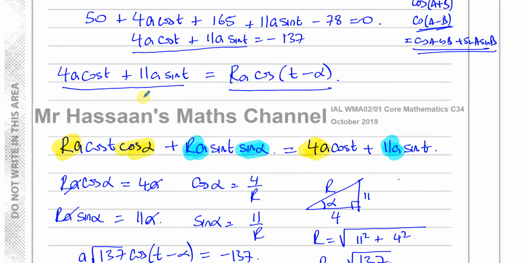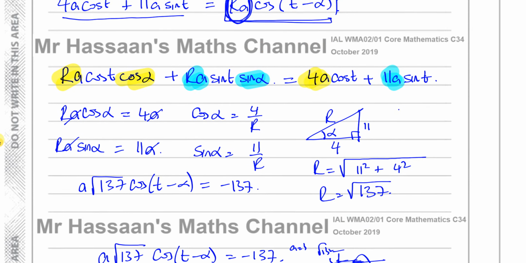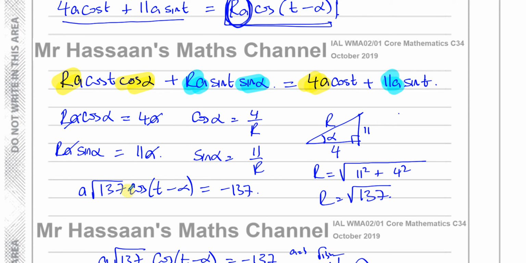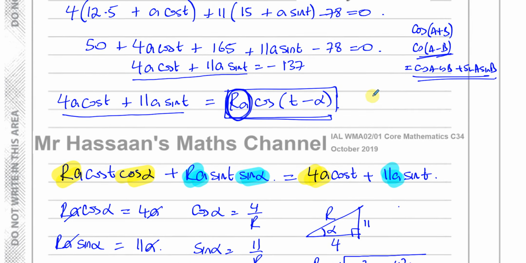So I can rewrite it in this form, and I know the range of this function. You can tell the range of a function when it's in this form, because the range is going to be whatever the magnitude of this is, the negative and positive of that. Here we worked out that the range has to be between plus and minus root 137. So that is the answer to this question.